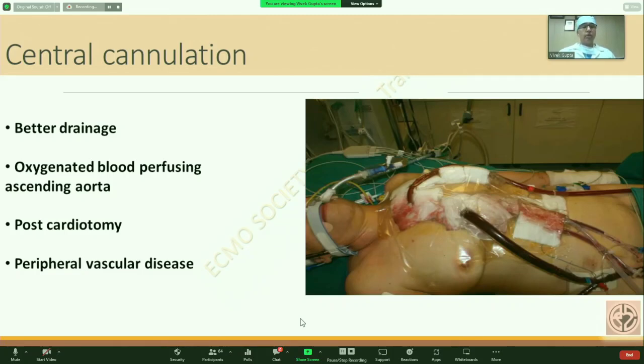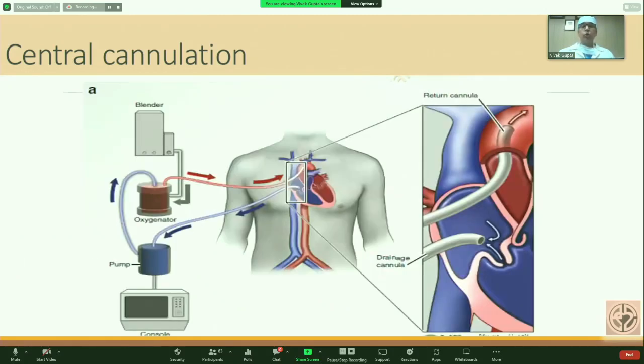Coronary and cerebral circulation is taken care of because oxygenated blood is being perfused in the ascending aorta as well. It is useful in cases of peripheral vascular disease as well, because in those conditions you are not worried about limb ischemia. But bleeding is a big risk, infection is a big risk. So many things are associated with central cannulation. One should be very, very careful because you are going to do a sternotomy when you place the cannula at the central position. So usually it is restricted to the post-cardiac surgical period.